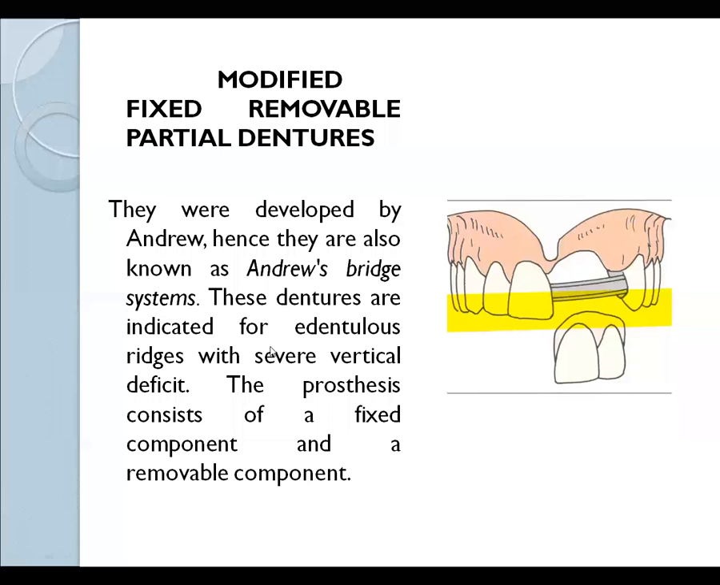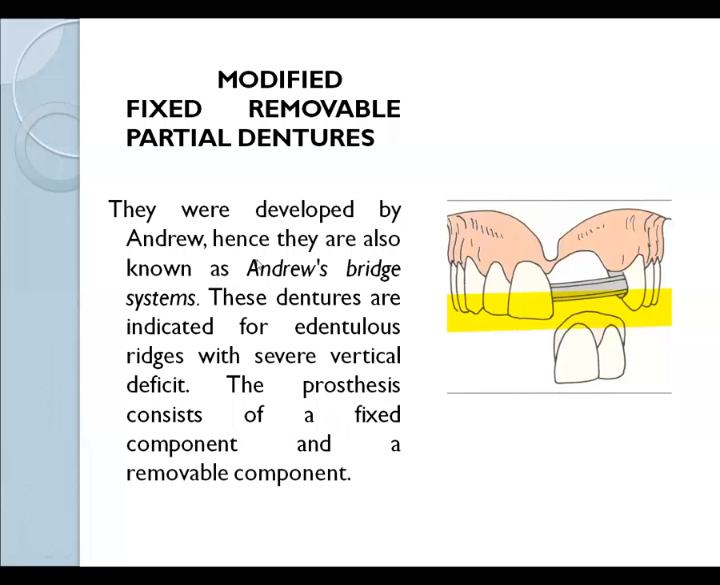These dentures are indicated for edentulous ridges with severe vertical defect. Here you can see this is the edentulous ridge. Here you can see the second quadrant central incisor and lateral incisor are missing with the bony defect. You can see this is the defect. Here excessive bone loss is there, that's why the ridge is having a defect in this region. So these modified fixed removable partial dentures are mainly specialized for this condition.